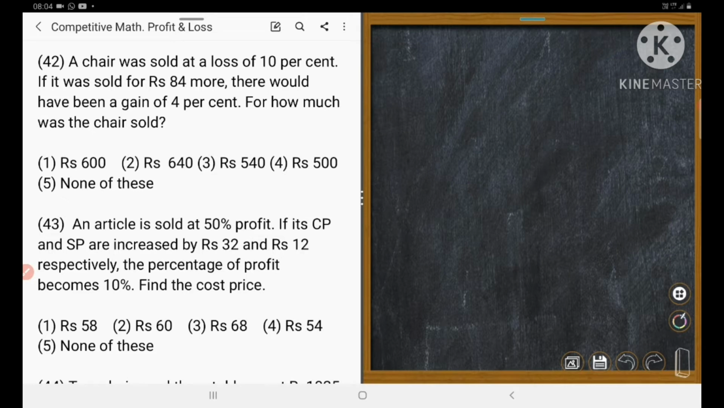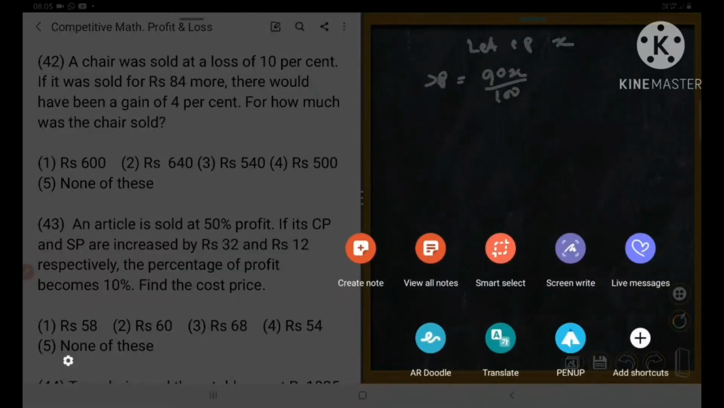So, for example, let the CP be x. It was sold at a 10% loss. 10% loss means that this SP is equal to 90x upon 100. Could you understand?